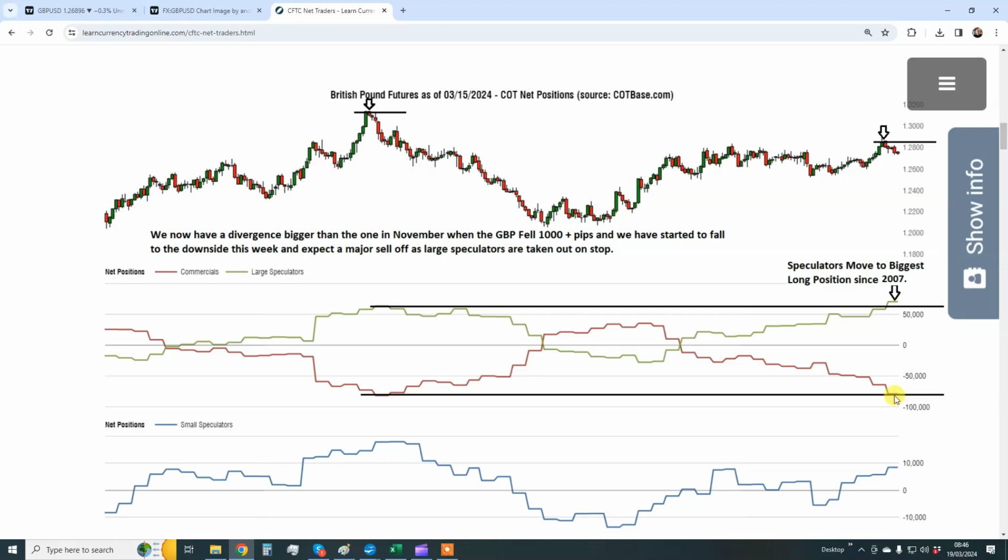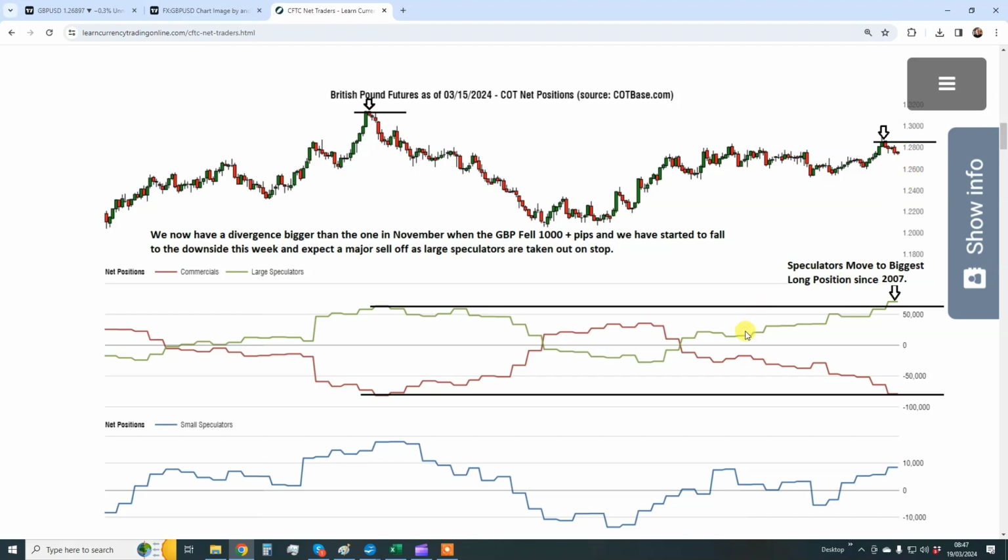Now, in terms of the sentiment towards the chart, we want to know why speculators are so bullish of the pound, and could their view be wrong? Now, in terms of our view, we do think the speculators' view is wrong. We think good news is in the price of the British pound. Those speculators are going to get hit on stop and hopefully power a big move down in the British pound.